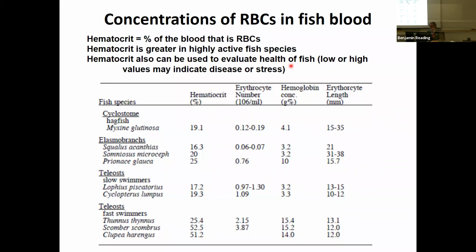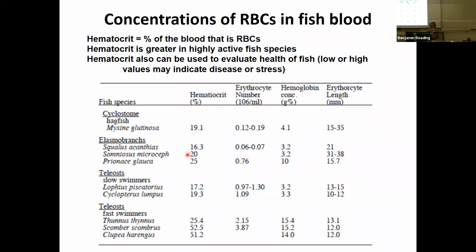Hematocrit also can be used to evaluate health of fish. You know, for example, low or high values may indicate disease or stress. So they publish these factors for a lot of different species, like hemoglobin concentration, hematocrit, things like that, because these are baseline values. You know that if you've got a fish, for instance, that should have a hematocrit of 20, and the hematocrit of a fish that you measure is either greater or less than that number, maybe that fish is sick, right? It's diseased, or maybe it's stressed.